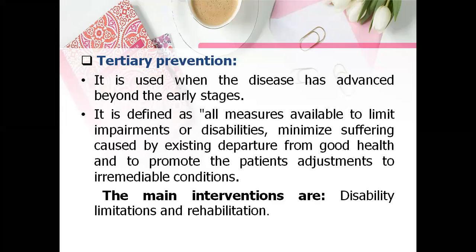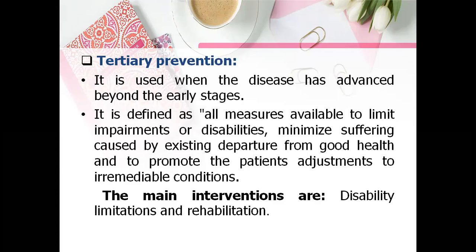So what do we mean by tertiary prevention? It is all the measures available to limit impairments or disabilities, minimize suffering caused by the existing departure from good health, and promote the patient's adjustment to an irremediable condition. Irremediable means something that cannot be changed back. Suppose a person lost a limb. He cannot get it back. Once it is lost, it is totally lost, and his entire life he will be handicapped. That is the meaning of this.